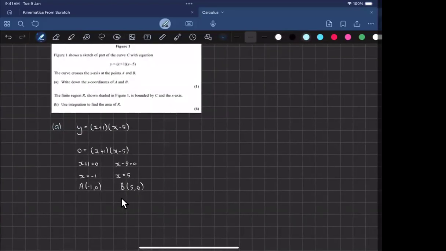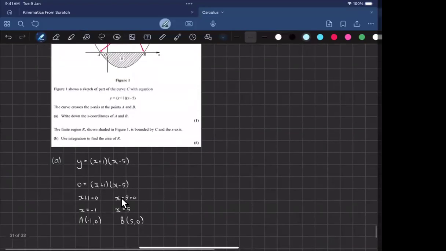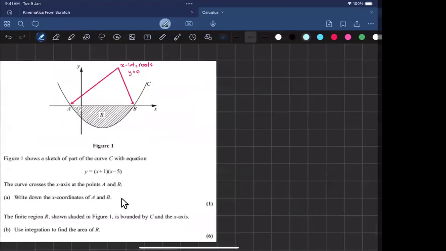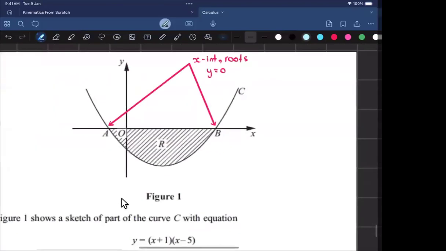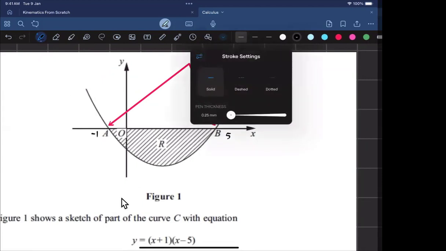Let's move on to B now. B: Use integration to find the area of R. So I'm going to put in A and B now. I know that A is minus 1, B is 5. So what we currently have is this.